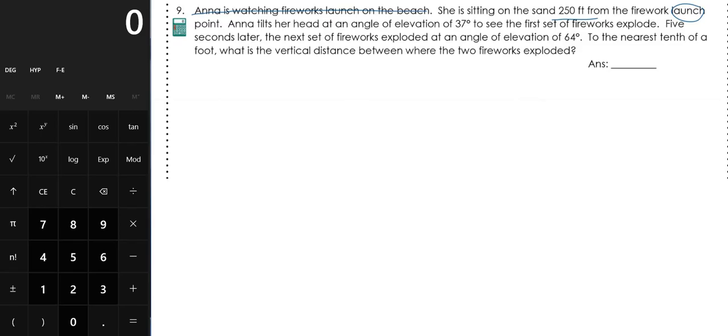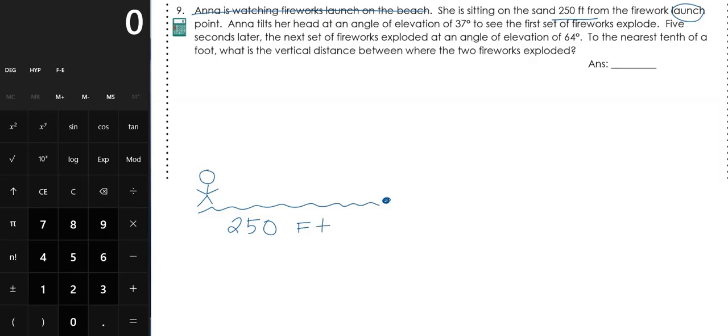So I'm going to put a little sketch here, and my artistry is just, it's impeccable. So here is Anna. She's sitting on the beach. The launch point is, let's say, right here. This distance is 250 feet, our horizontal distance along the ground.